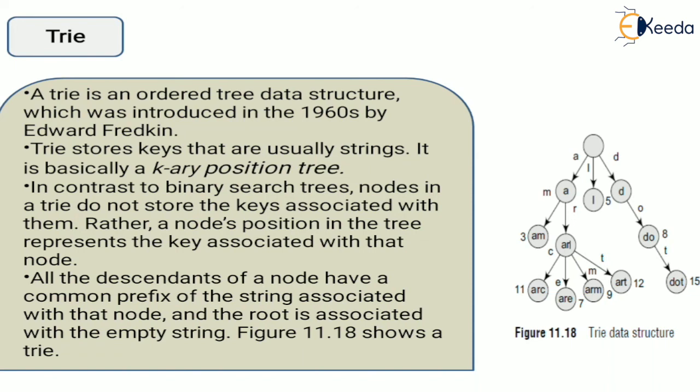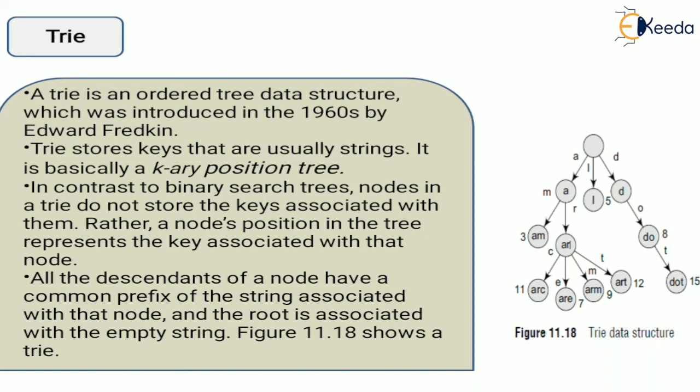In contrast to binary search trees, nodes in a trie do not store the keys associated with them. Rather, a node's position in the tree represents the key associated with that node. So this trie data structure stores the strings inside the tree. It does not store the key; rather, the position in the tree represents the key associated with that node. All the descendants of a node have a common prefix of the string associated with that node. And the root is associated with the empty string.